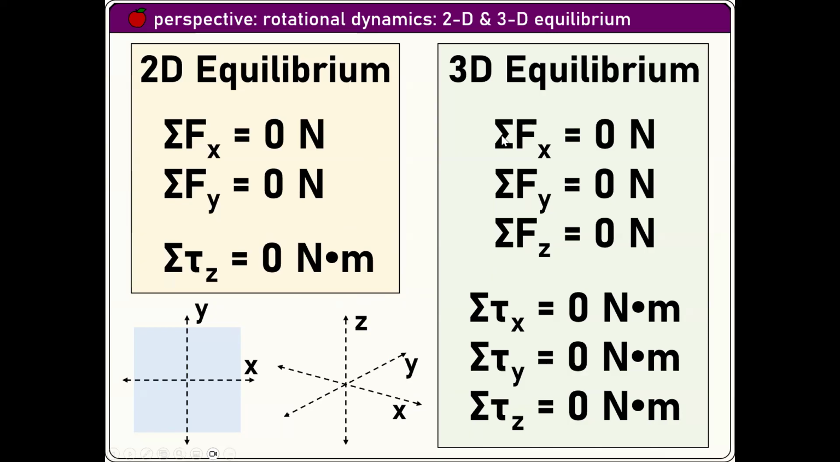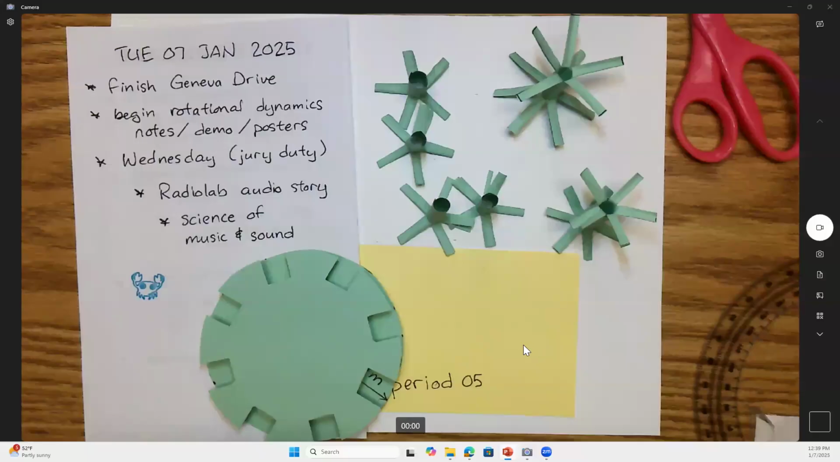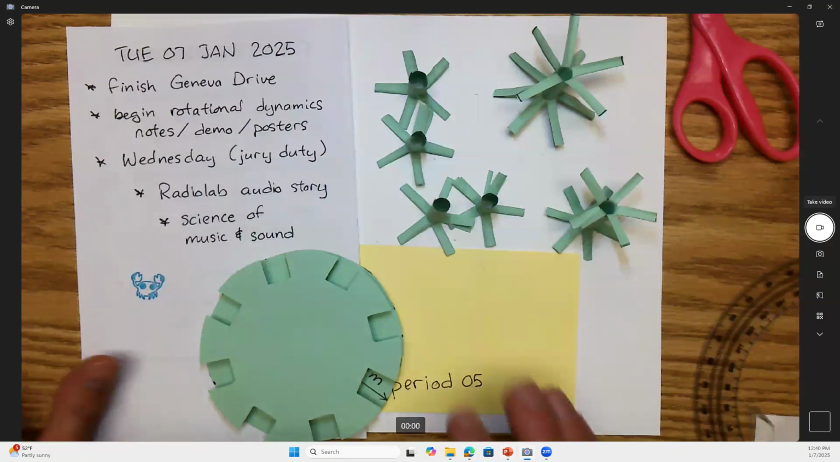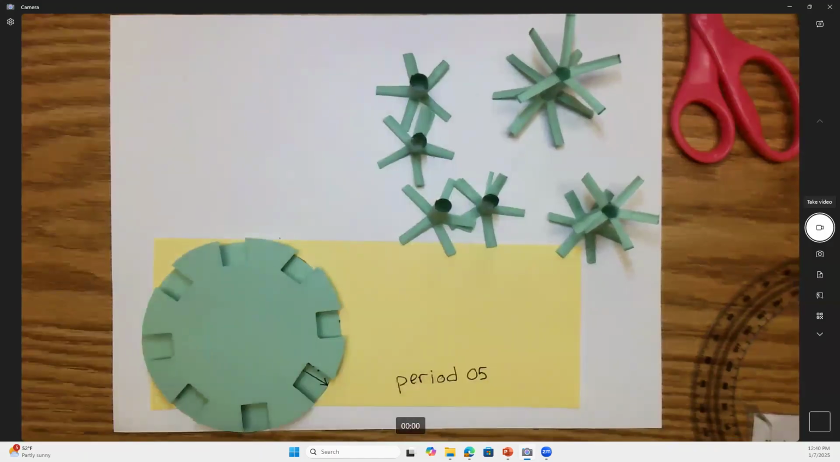All right, so I got a lot more of these slides. It could keep going on, but that's about the time I had to at least find some ideas. Rotational inertia and torque. You guys got those? You guys got torque equals I times alpha, sort of Newton's second law of motion in a rotational sense. Okay. All right, so let's take the rest of class and put together the rest of this Geneva drive.